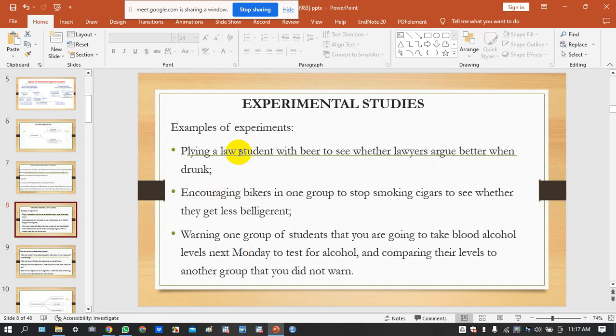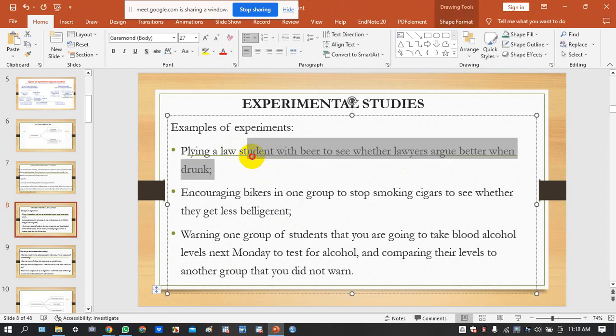Or you are inducing somebody with money to see whether he's corrupt or not. So that one becomes an experiment. You, the experimenter, or the investigator, go inside and influence things. For example, encouraging bikers in one group to stop smoking cigars to see whether they get less belligerent. Or warning one group of students that you are going to take blood alcohol levels next Monday, and comparing their levels to another group that you did not warn.